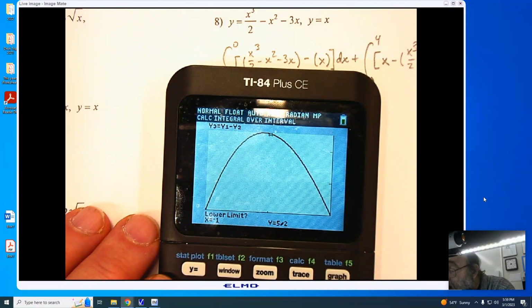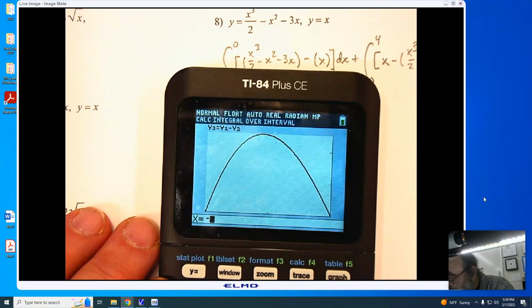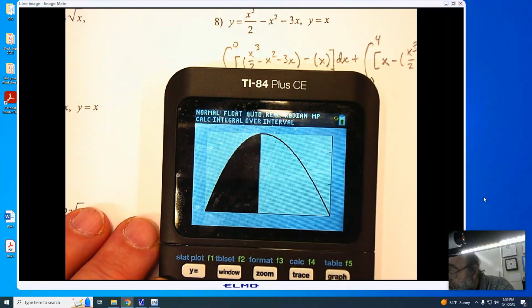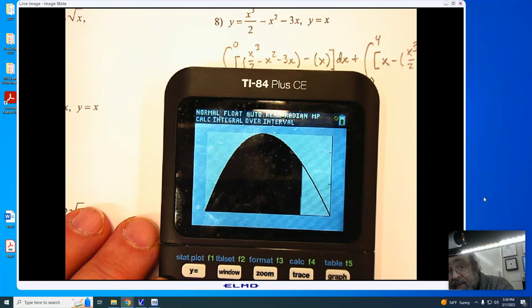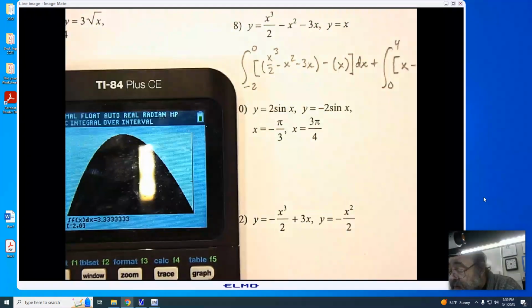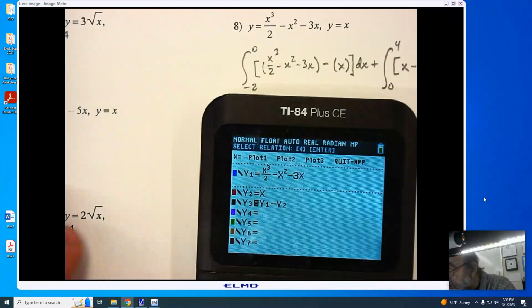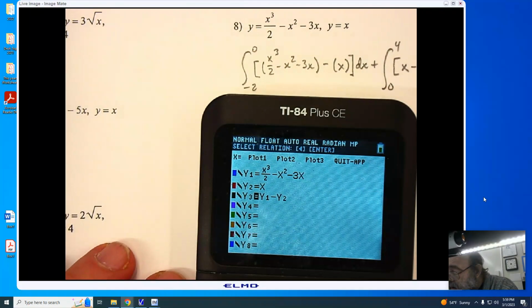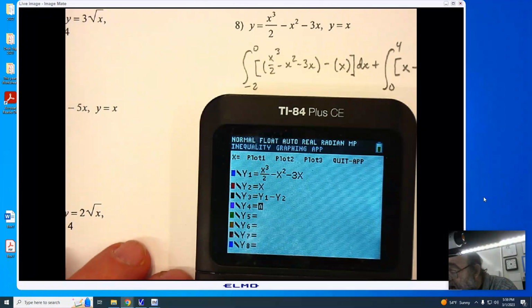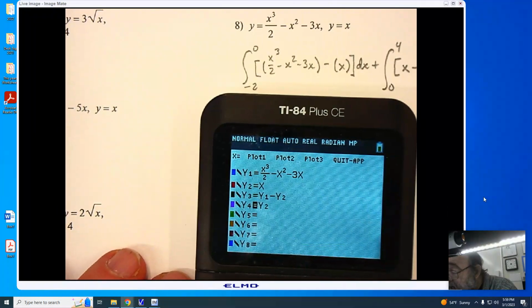We're going from our value of -2 to our value of 0. It's going to add it all up. We're going to want to write this value down. So we get 3 and 1/3. Now, having that 3 and 1/3, we're going to have to go back to the next graph. This time, we need to have y2 minus y1.